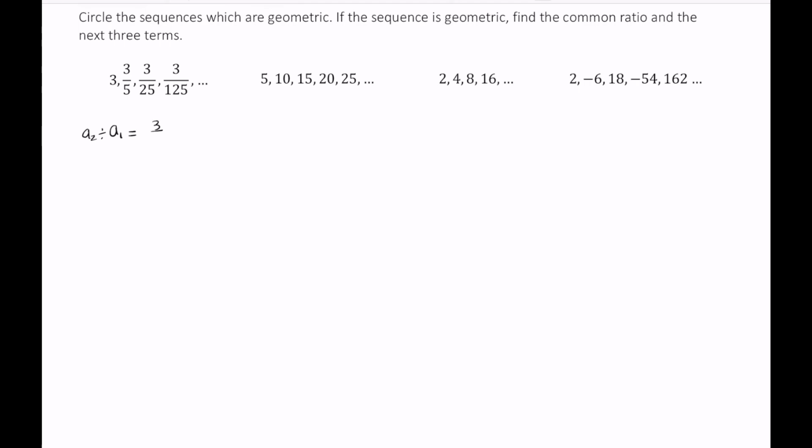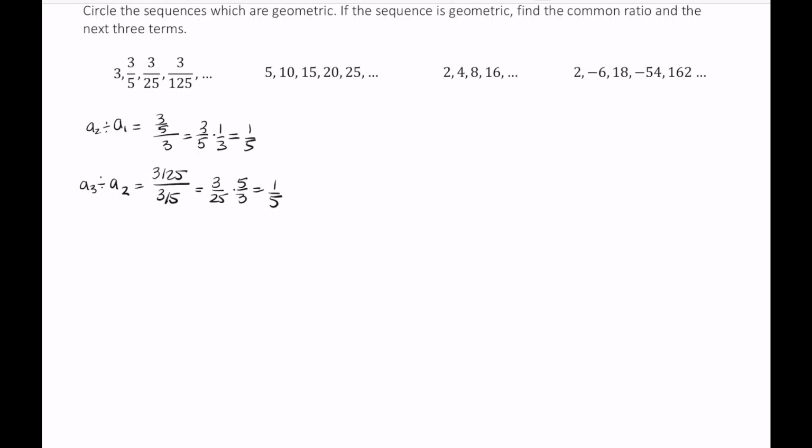So this is 3 over 5 divided by 3. That's 3 over 5 times 1/3, or just 1/5. Okay, so now let's begin with the third term, and this time we divide it by its previous term, which is the second term. So we're dividing the third term here by the second term here. Take a moment and see if you can figure out what that is. All right, you should have gotten 1 over 5 again.